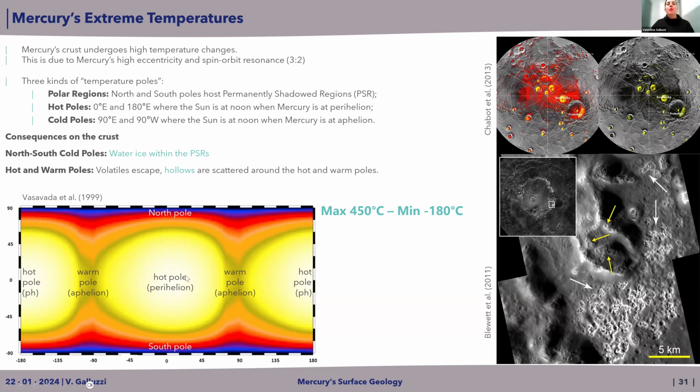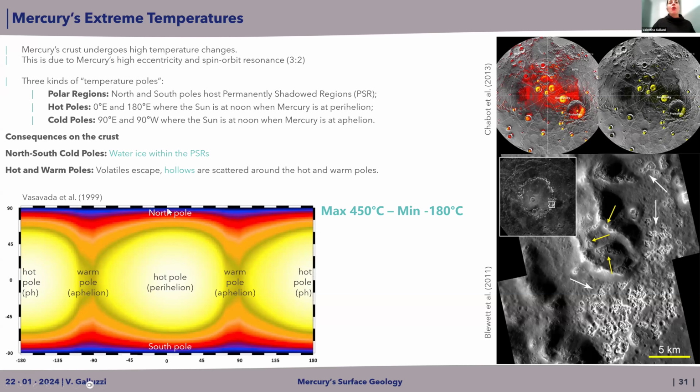Where we have the hot poles is where we have the highest temperature. Since Mercury's axis is perfectly vertical, it never faces the sun precisely at the poles, so it's always dark and also cold. The North Pole and South Pole are called the cold poles, because we reach temperatures of minus 180 degrees for the whole solar day.